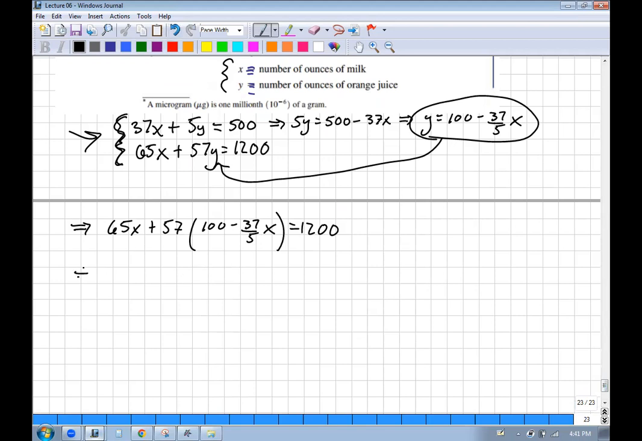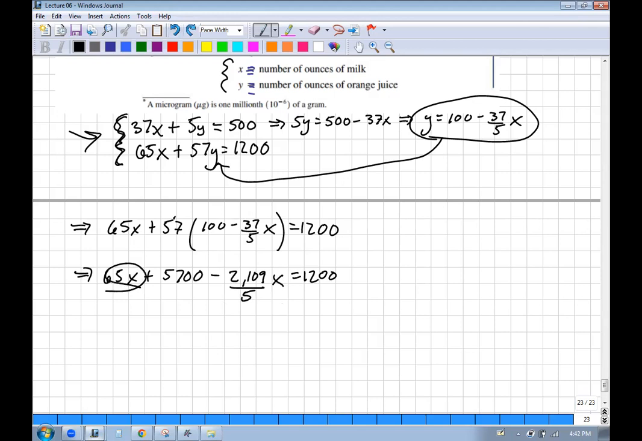So multiplying this thing out, 65x, 57 times 100 is 5700. And then whatever this is, I'll use my calculator. I'm not going to turn it into a decimal, because I want an exact answer. So 57 times 37 is 2109 over 5, and then I have an x equals 1200. If you're going to plug this into a calculator, do not turn it into a decimal. Don't round off. We want exact answers.